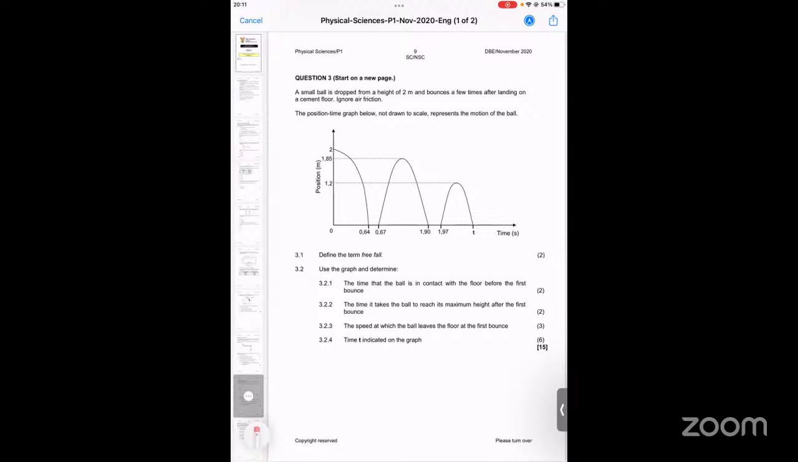Guys, do you understand the question itself? I believe so, sir. Okay, then it's fine. 3.2.3, they're talking about the speed at which the ball leaves the floor after the first bounce.